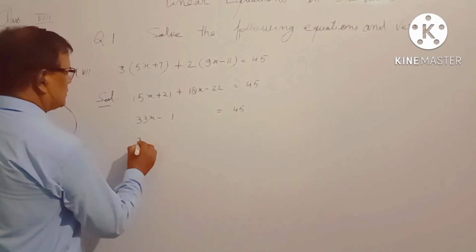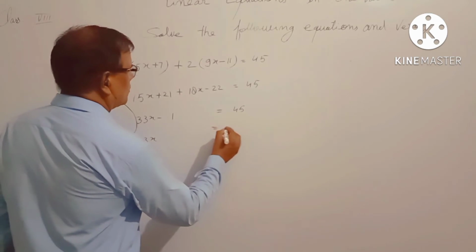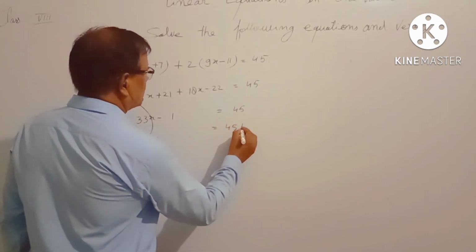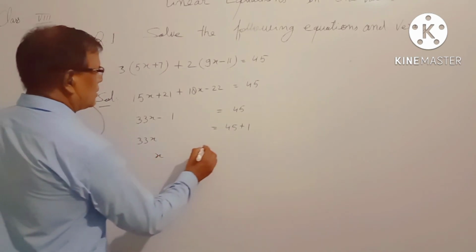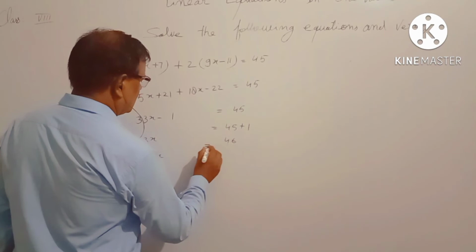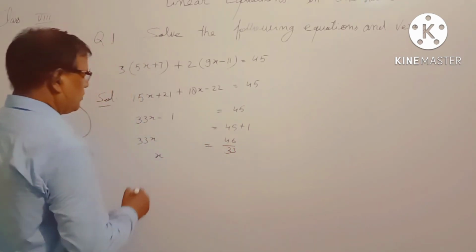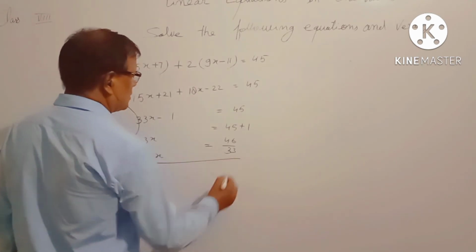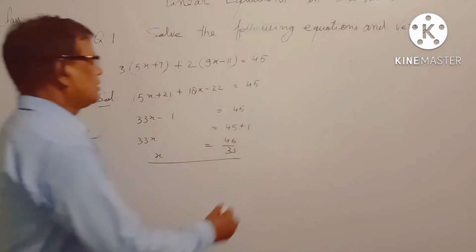Now here is 33x equal to 45 plus 1 by transposing. Therefore x equal to 46 by 33. Now we have found the value of x. It is 46 by 33. Now we are going to verify it.